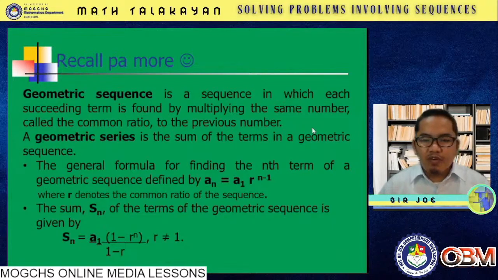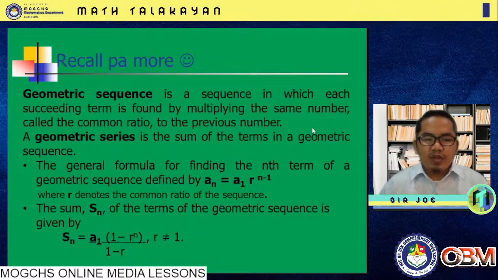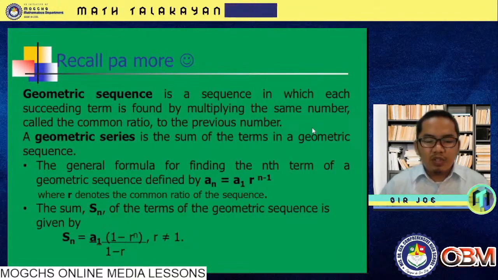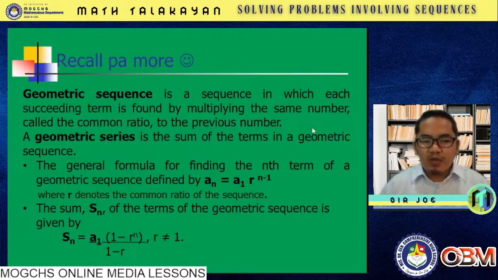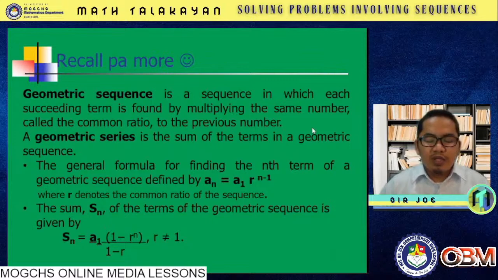The general formula for finding the nth term of a geometric sequence is defined by a sub n is equal to a sub 1 times r to the power of n minus 1, where r denotes the common ratio of the sequence. The sum s sub n of the terms of the geometric sequence is given by s sub n is equal to a sub 1 times the quantity of 1 minus r to the n all over 1 minus r, where r is not equal to 1.